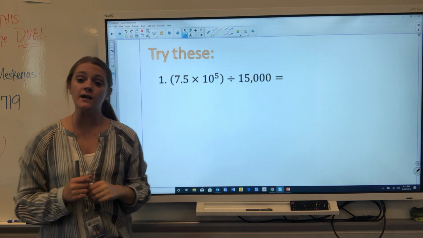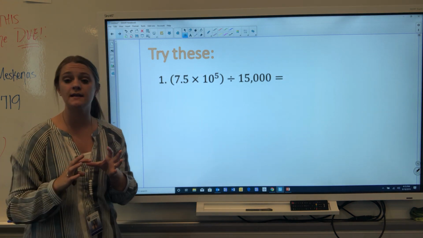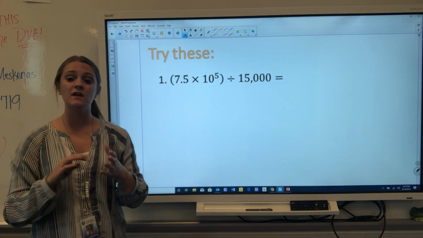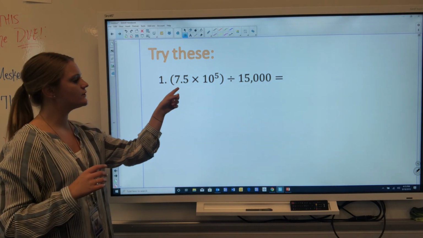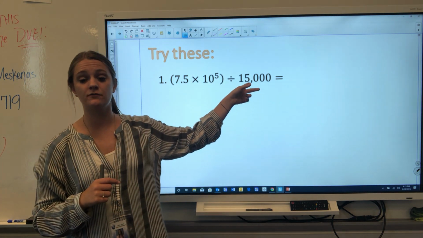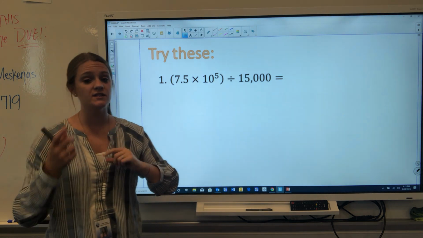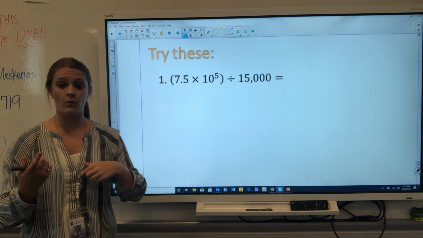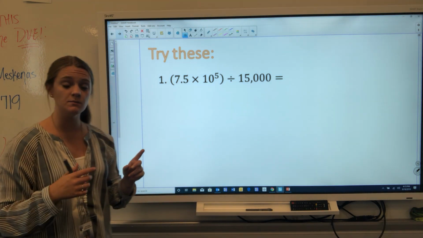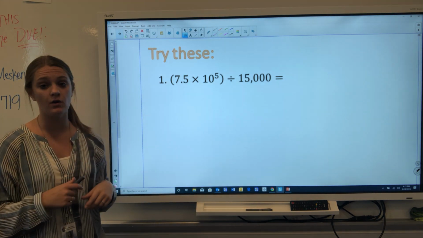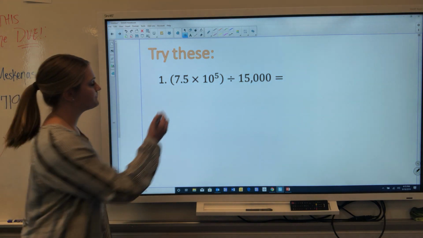One last thing I want to talk about is your standards, your I can statement, specifically says you should be able to perform operations when you're given both a number written in scientific notation and a number written in standard form. And all that requires is that you rewrite one of them in the other form. A lot of times it's easier to rewrite one in scientific notation because sometimes these numbers can get quite large. So let's try it really quickly.